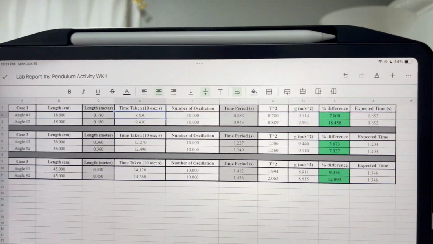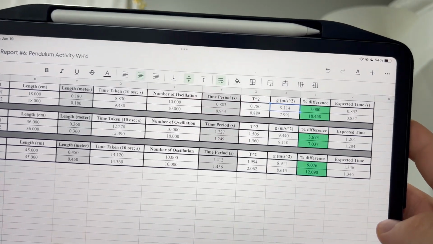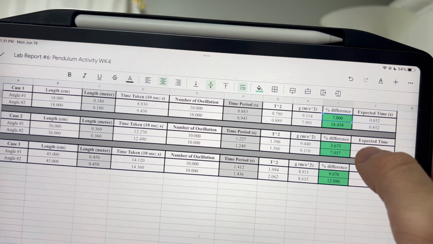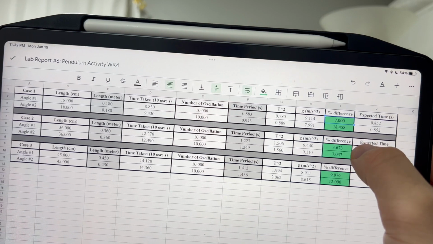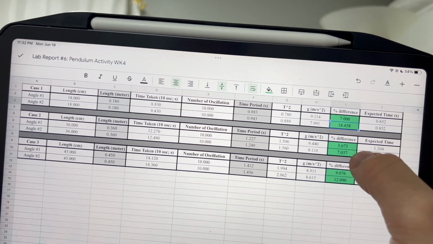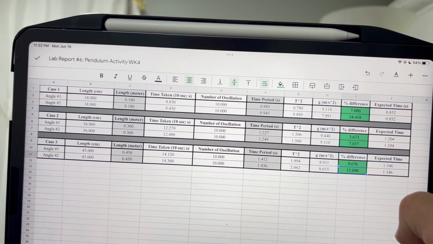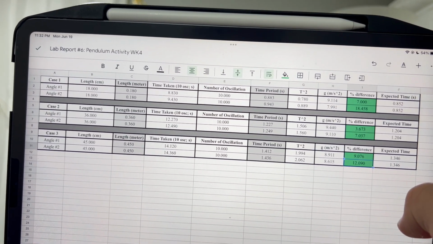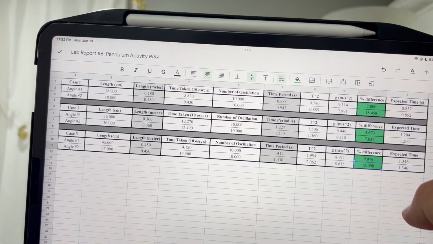And for further calculations, we have determined the acceleration for the mass and the percent difference. And so the percent difference for the shorter angle is less in all cases than for the greater angle, or angle number 2. Hence, our experiment is concluded and the hypothesis that we decided on is true.